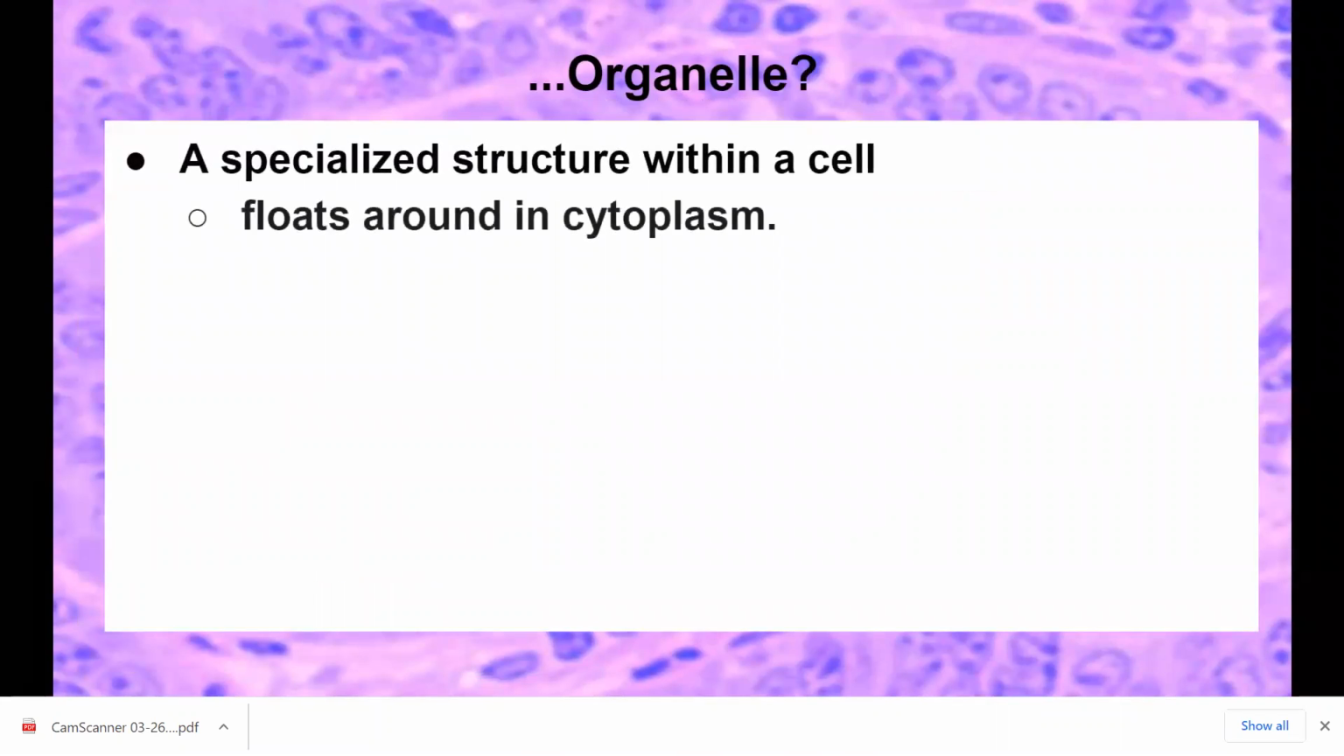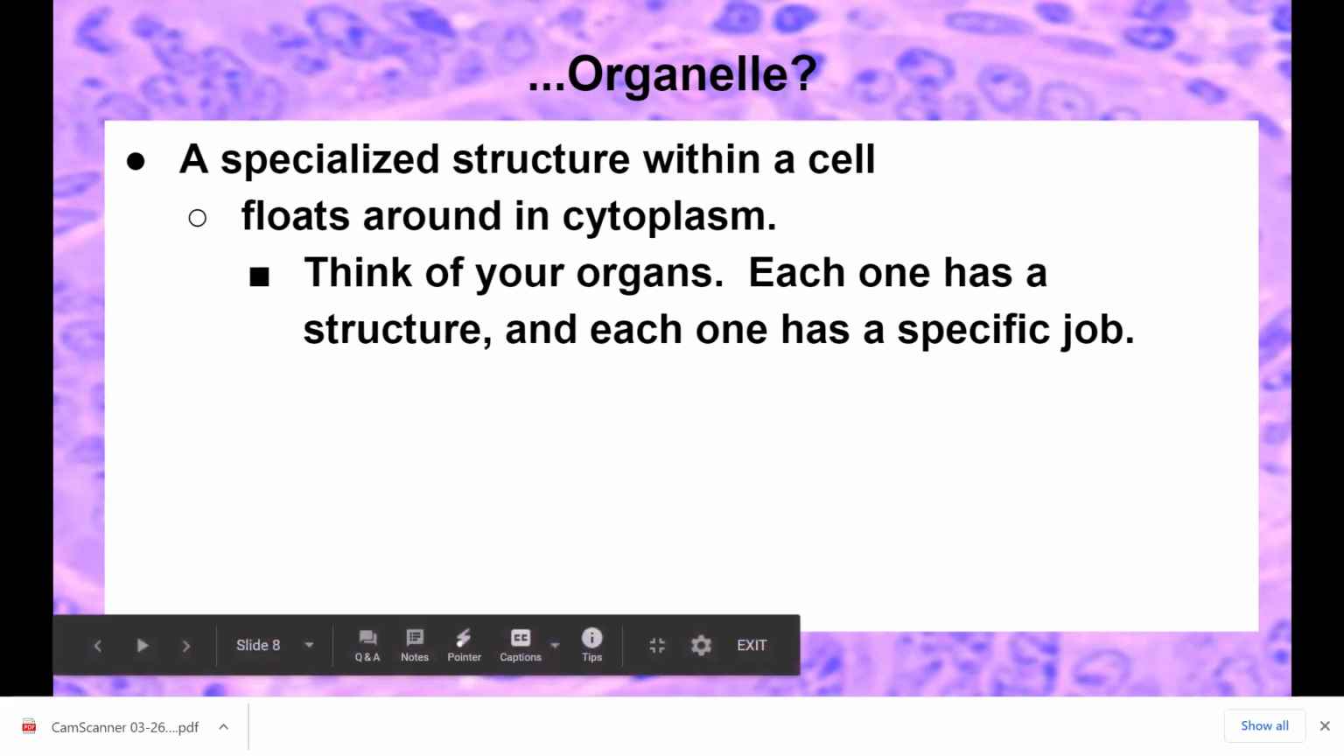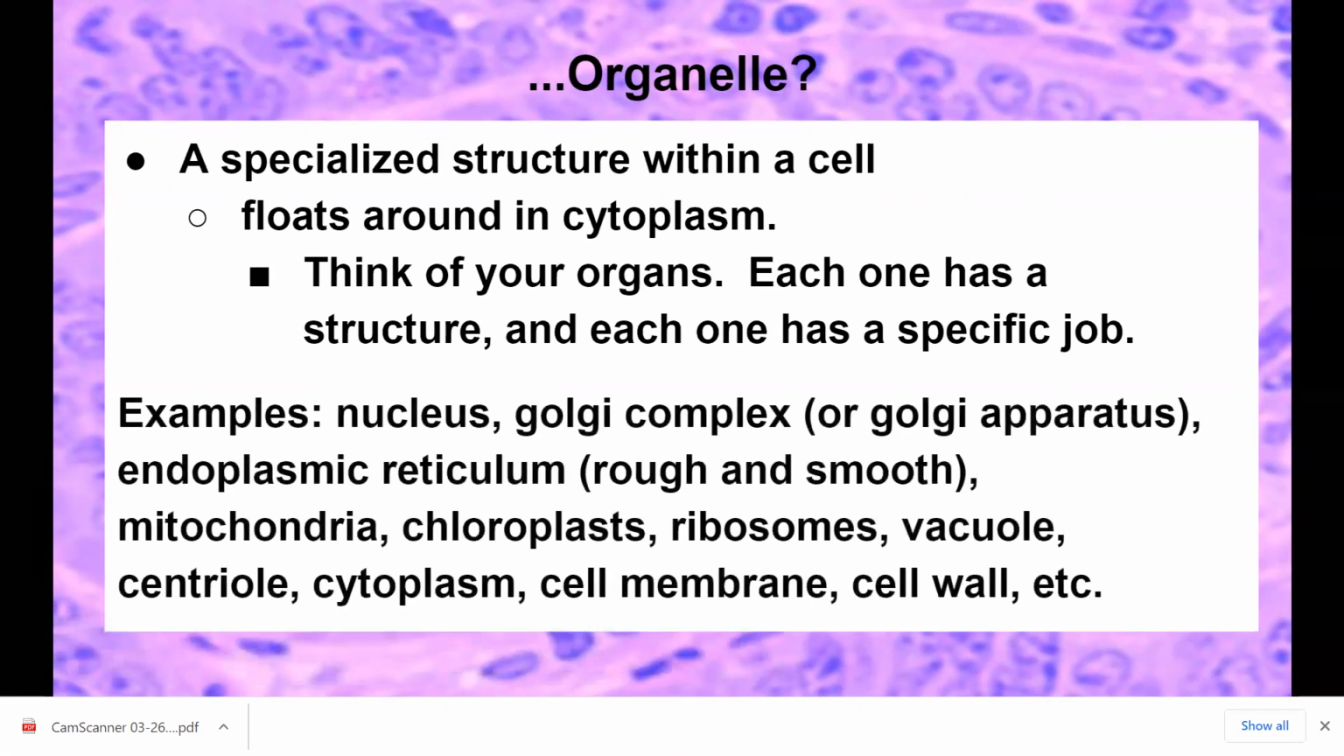So I need to back up for a second. I need to define the word organelle, because I'm sure that you have heard the word organelle before, mostly because I have said it several times so far and in class this year. But what it is specifically is a specialized structure within a cell that floats around in the cytoplasm, in the liquid part that exists within cells. So you can think of your own organs and how each one of your own organs has a specific structure and a specific function within your body. Organelles are the same. They have specific structures and specific functions within cells.